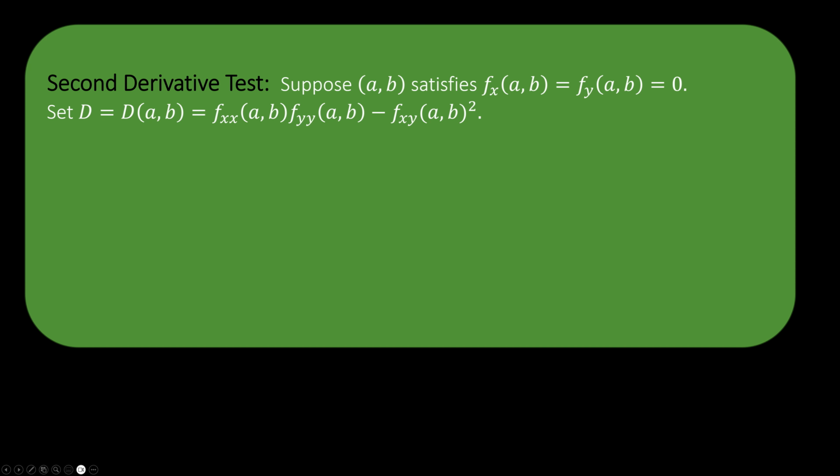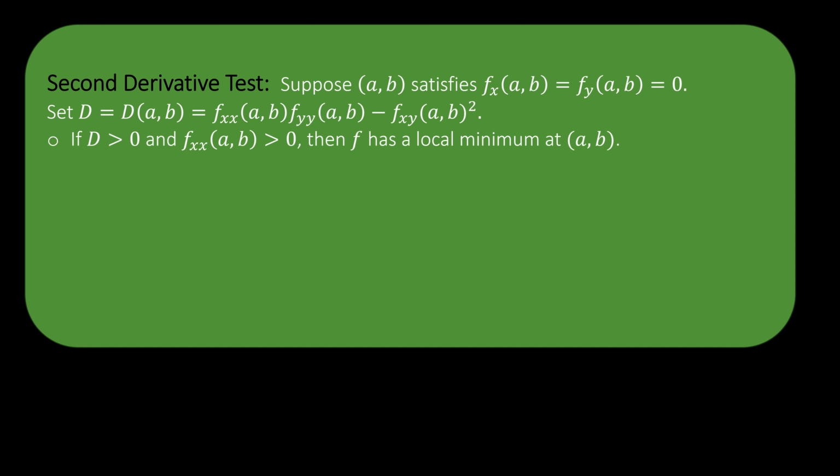So we don't always want to have to graph the functions to figure out whether we have local maximums or local minimums. So let's go ahead and look at the second derivative test here. In this case, we're going to have a critical point where both partial derivatives vanish. So suppose we have a and b that satisfy that both partial derivatives vanish there. We're going to set D to be this value here. So you take the second partial with respect to x, times the second partial with respect to y, and then subtract the square of the mixed partial derivative.